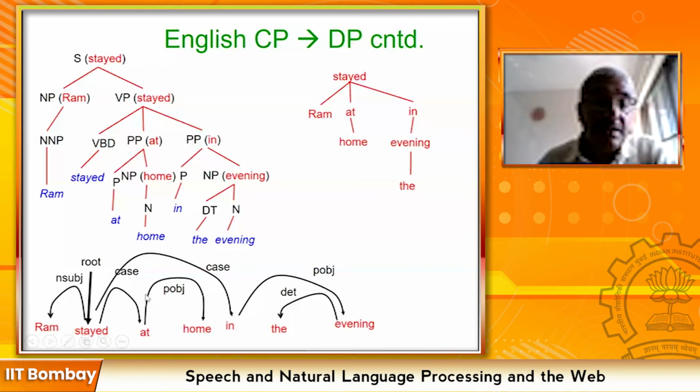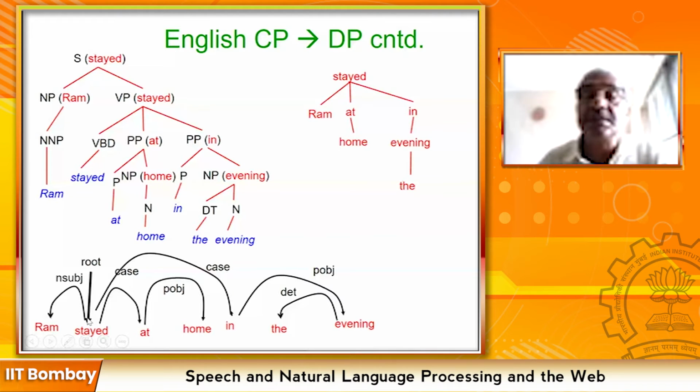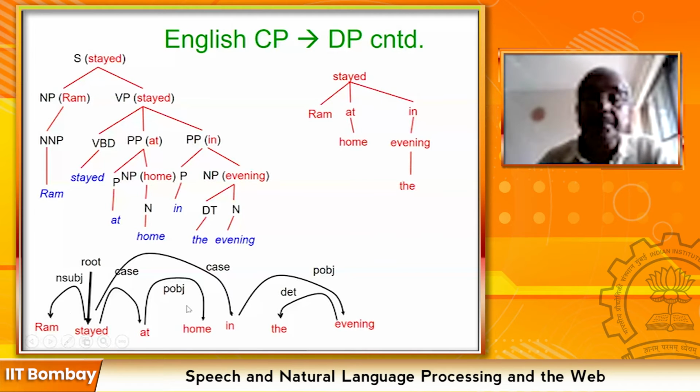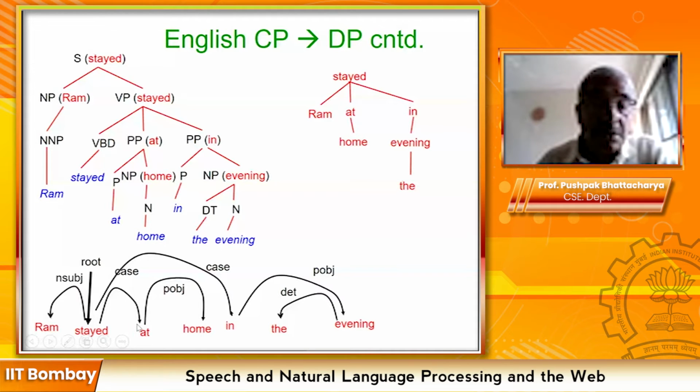From stayed, there is an arc going to Ram, another going to at, another going to in. So as is the case in this simple tree, stayed to Ram, to at, to in. Then at goes to home. In goes to evening, correct? And evening goes to the.